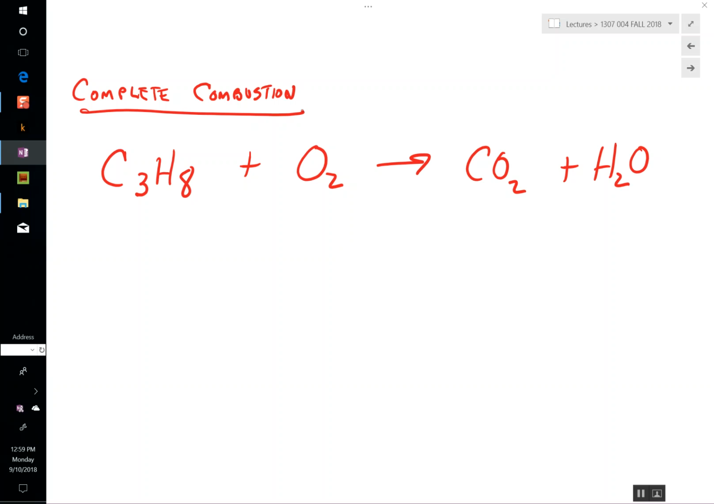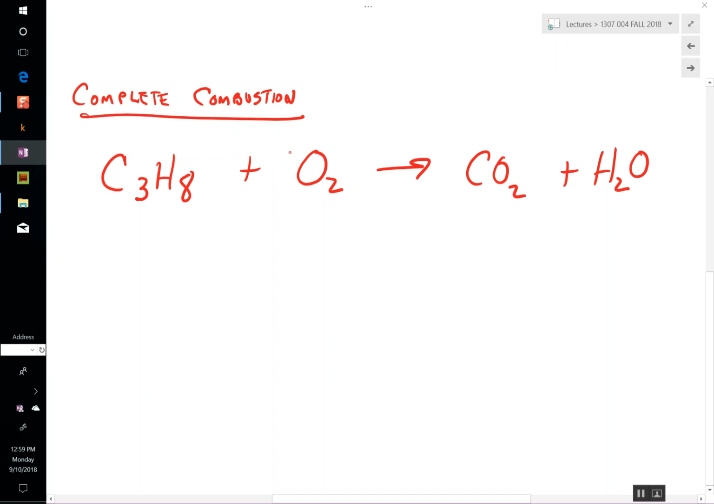Okay. Someone want to tell me their coefficients? I have 5 in front of the first O2, and then I have 3 in front of CO2, and then I have 4 in front of H2O.